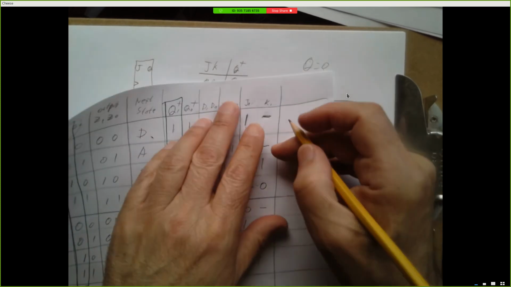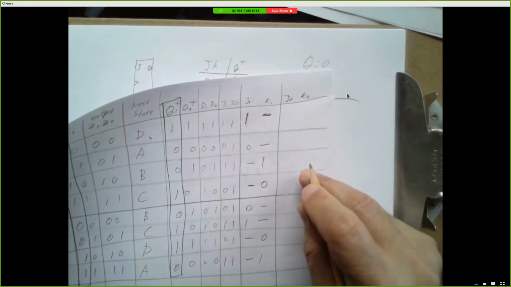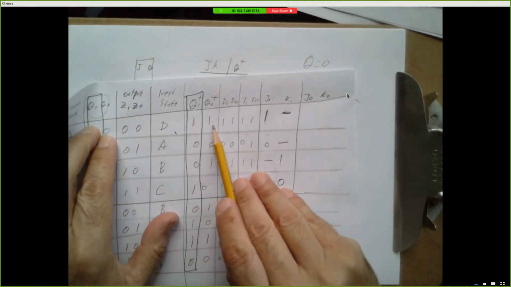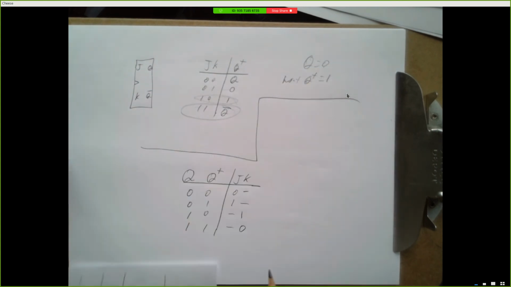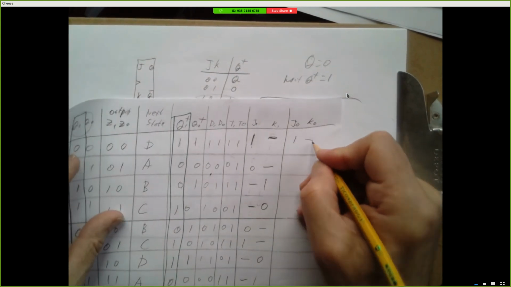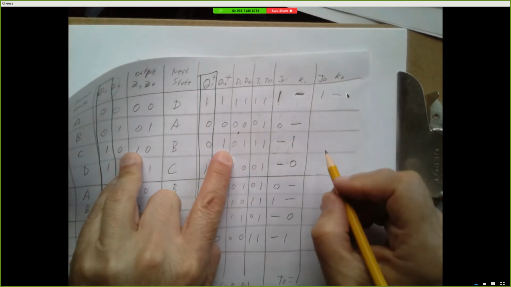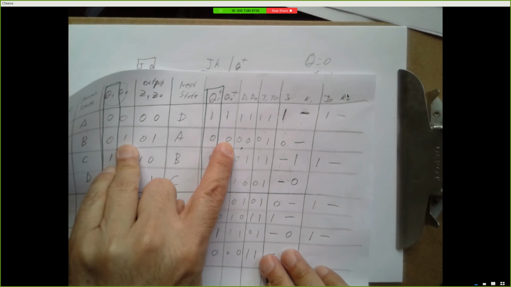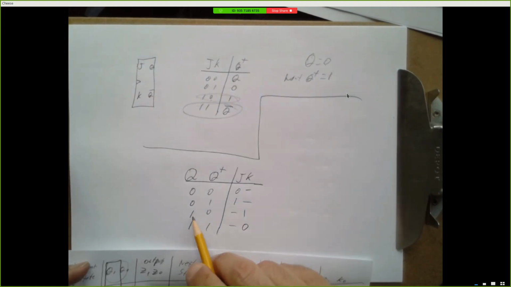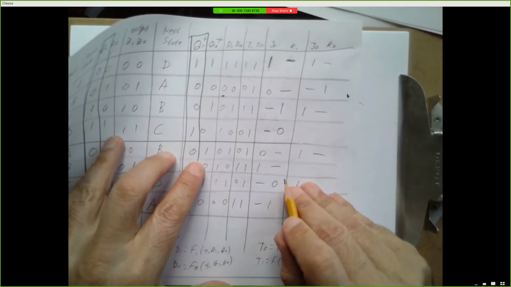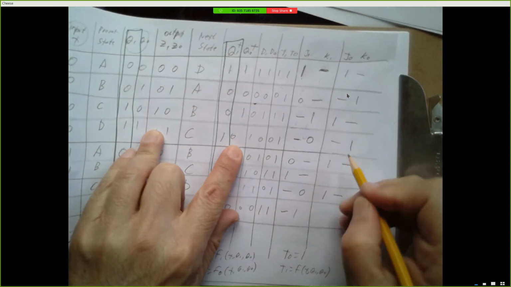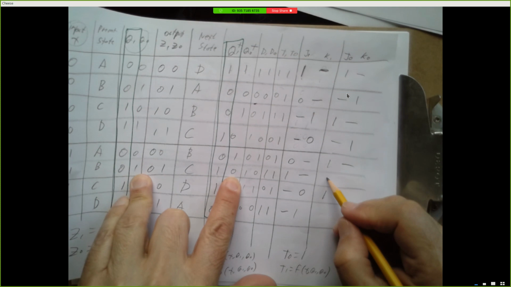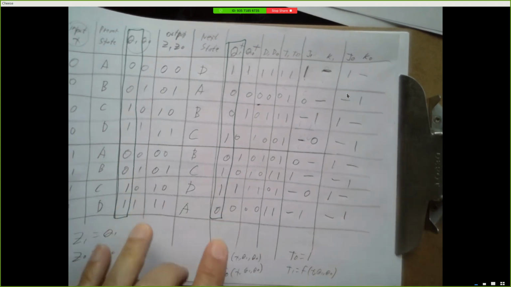Okay, so we can fill in, similarly, J0 and K0 by looking at Q0 and Q0 plus. So a 0, 1 is a 1 and a don't care. And here's another 0, 1, so that's a 1 and a don't care. And here's a 0, 1, and here's a 0, 1. And a 1, 0, right, we want to go from a 1 to a 0, that's a don't care and a 1. So 1 to 0 is a dash 1, 1 to 0 is a dash 1, 1 to 0 is a dash 1.